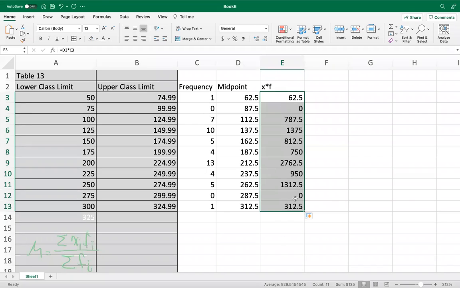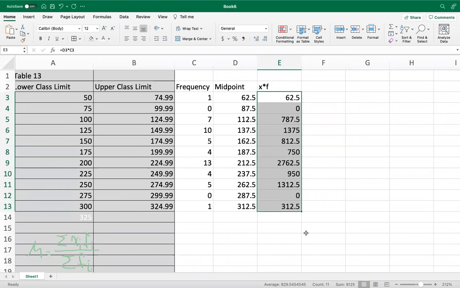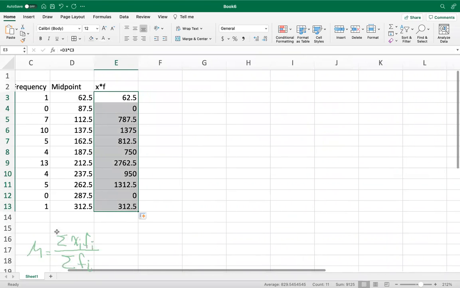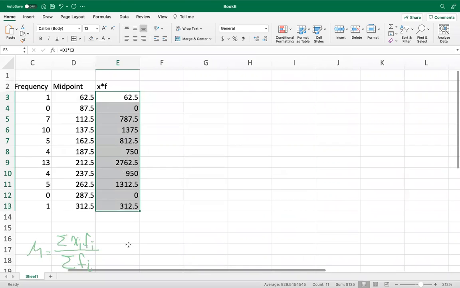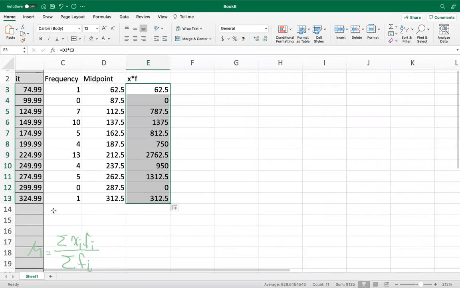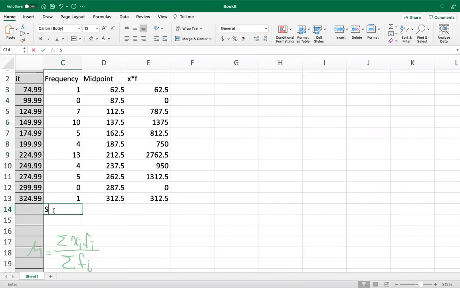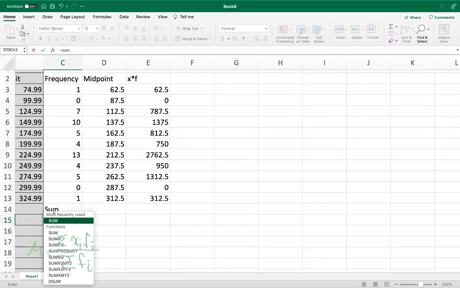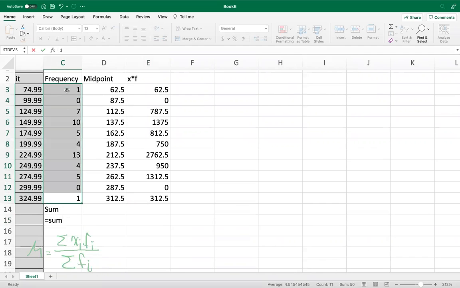So now we have this value here. We're really close to having the values that we need. Let's switch this over so we can see it. Right now we have the product of each of these. Now we can get the sum of each of these, and we also need the sum of the frequencies. So let's go ahead and get the sum here. And the sum is going to equal the sum of all of these.